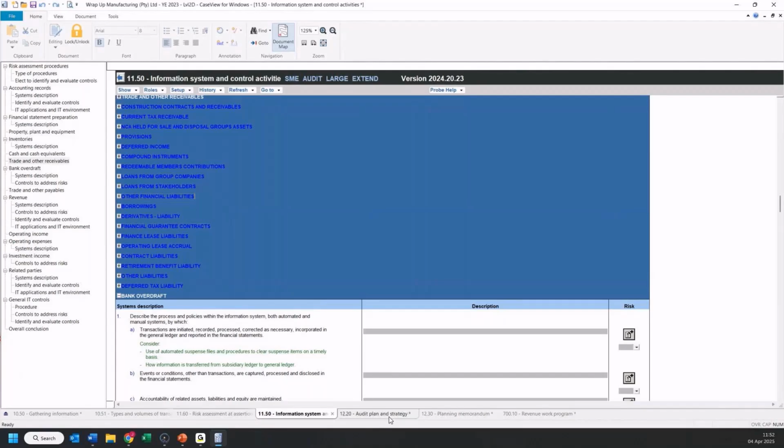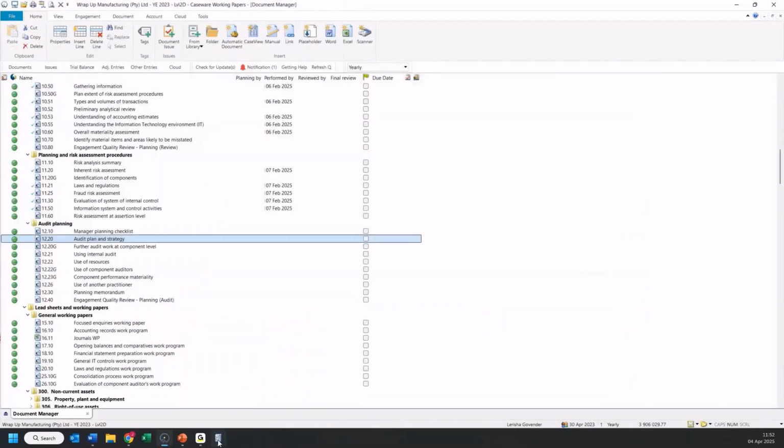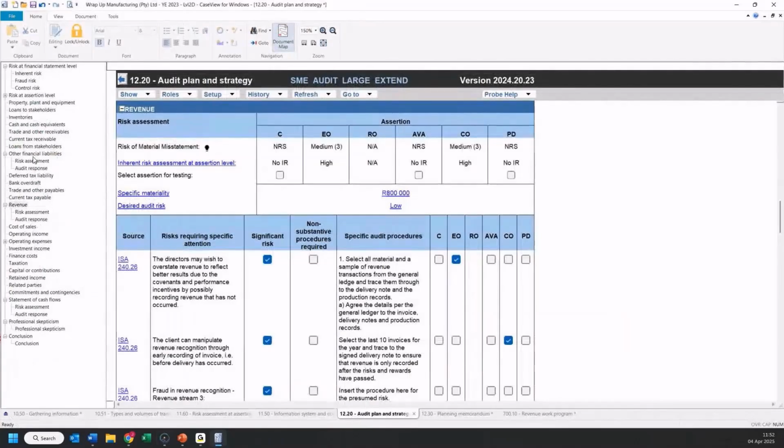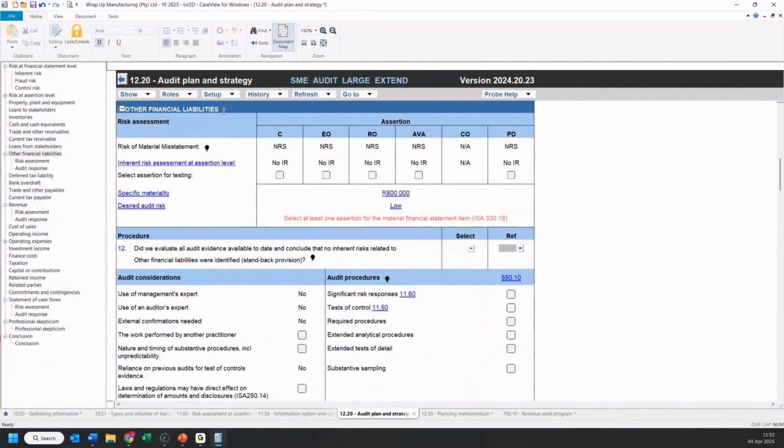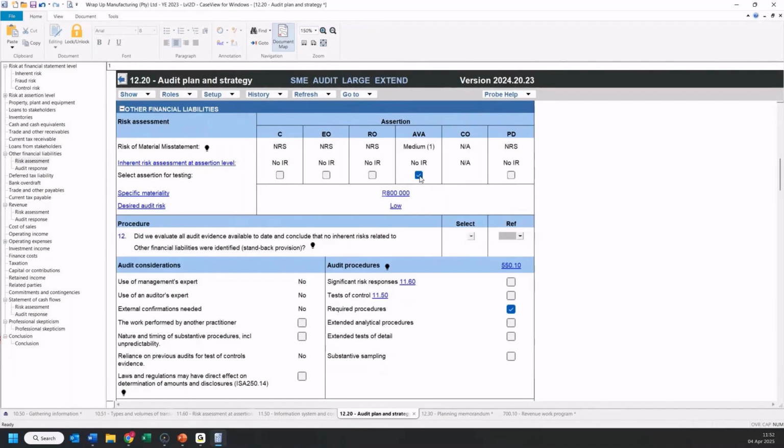When we then go to the audit plan and strategy, 1220, I go to my other financial liabilities. It would have said medium, but because we've already concluded at the bottom, I see my NRSs. But what does it tell me in red here? Select at least one assertion for this financial statement item. I have to identify one assertion. And we said, well, the most likely one where things could go wrong is probably accuracy, valuation, and allocation. So I'm going to select that one. Gives me a medium, and my warning has disappeared. I've selected at least one assertion to perform substantive procedures for.